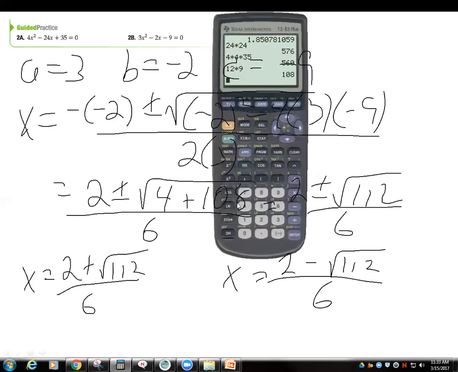So on your calculator, you could do 2 plus the square root of 112 divided by 6, and you get x equals 2.1 if you round it, and then 2 minus the square root of 112 divided by 6, and you get negative 1.4. Okay? All right. Move this out of the way.